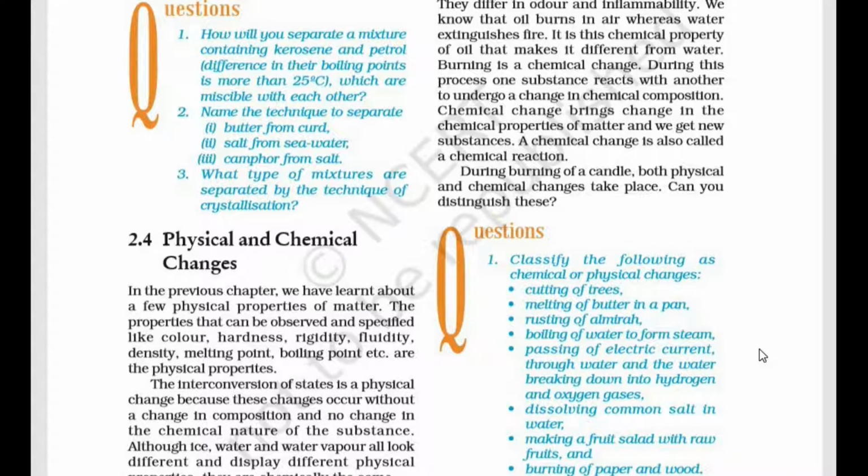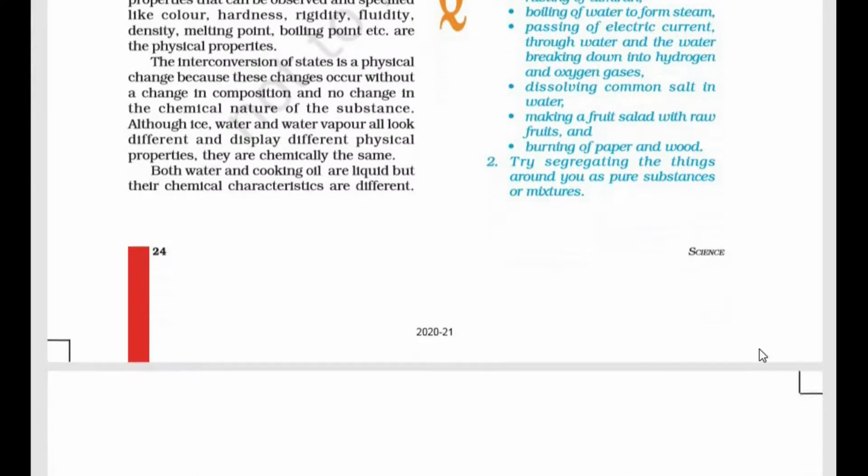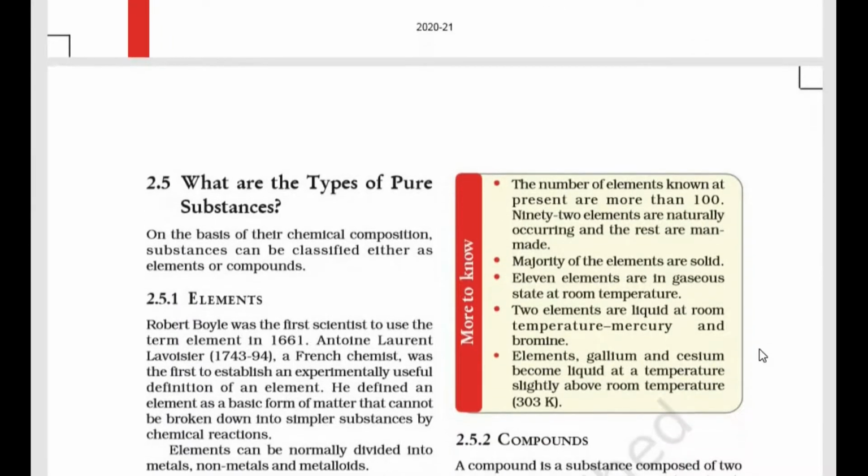So chemical change brings about a change in the chemical properties of the matter. And we can also say a chemical change can be a chemical reaction. It is the main difference between a chemical change and a physical change.